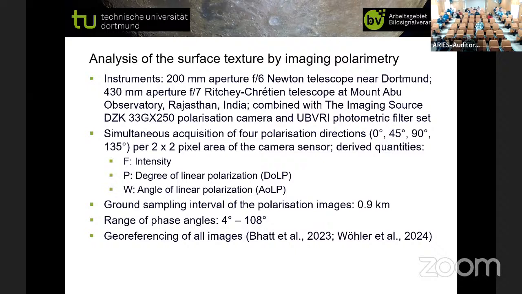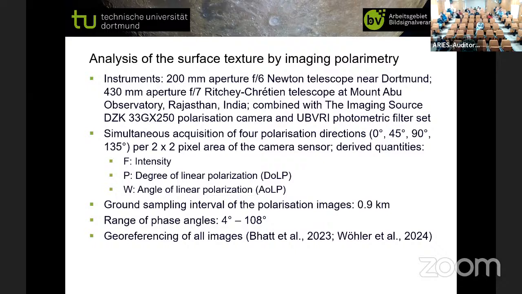And last year, I did together with my colleague Mega Bhatt at PRL in Ahmedabad an observation campaign with a 430 millimeter telescope at Mount Abu Observatory in Rajasthan. In both campaigns, the imaging, the camera and the filter set was the same, standard UBVRI. Ground sampling interval of the polarization images is 900 meter. Phase angle range for the moon is between 4 and 108 degrees.